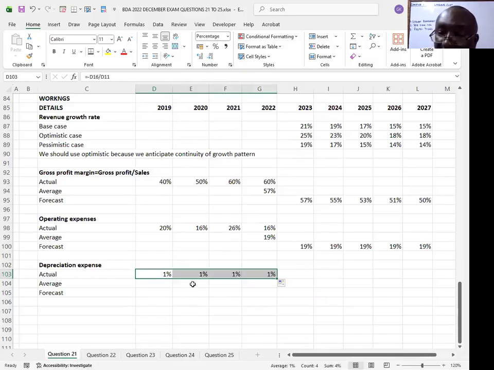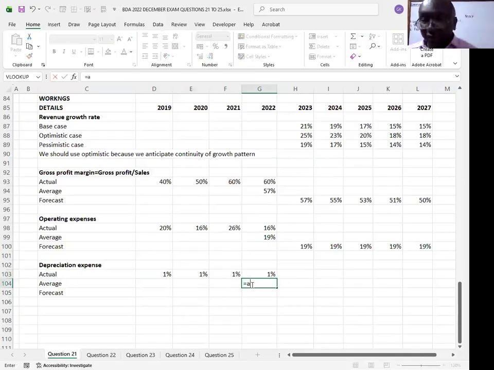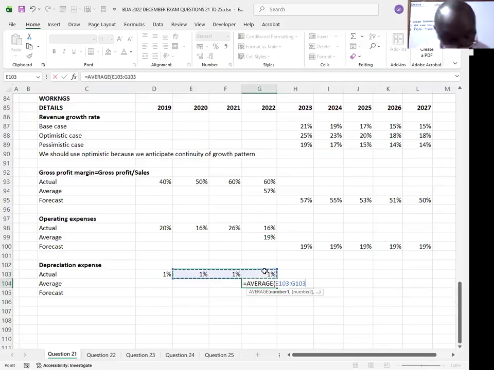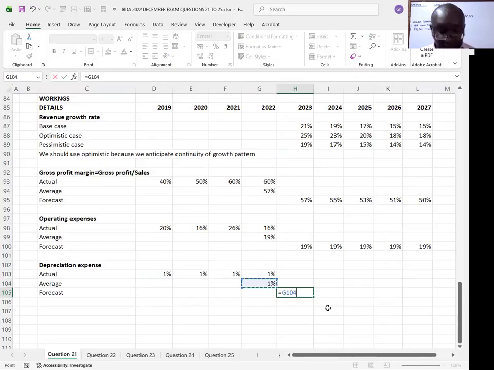Haya, tukisha kibia hivyo, we get the average again. Equals average. The average of these three. You close the brackets. Press enter. Still 1. Sasa hii nayo bado tumeambiwa it will remain constant. So we do the same. Equals. You take this and then you put the $signs. You say equals, click that one, that average.